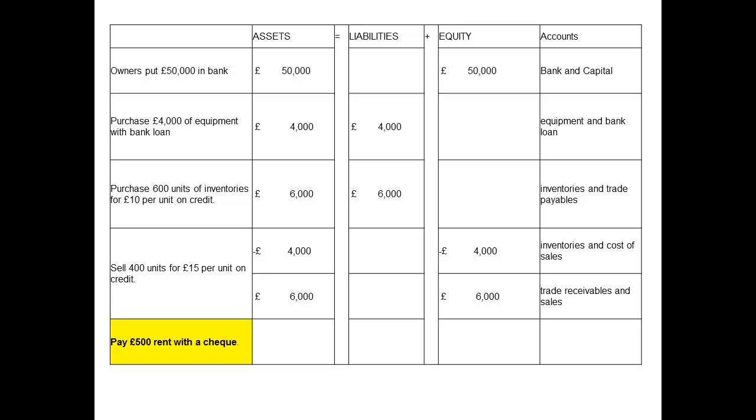The last transaction we shall consider is payment of rent. A sum of £500 is paid by cheque. The payment will reduce assets by the sum of £500. It will also reduce equity by the same amount of £500. Which accounts are affected by the transaction? The two accounts affected are the asset account of bank and the equity account for rent expense. To summarise this transaction, when rent of £500 is paid, the assets are reduced by £500 and equity is reduced by £500. The accounting equation remains balanced.